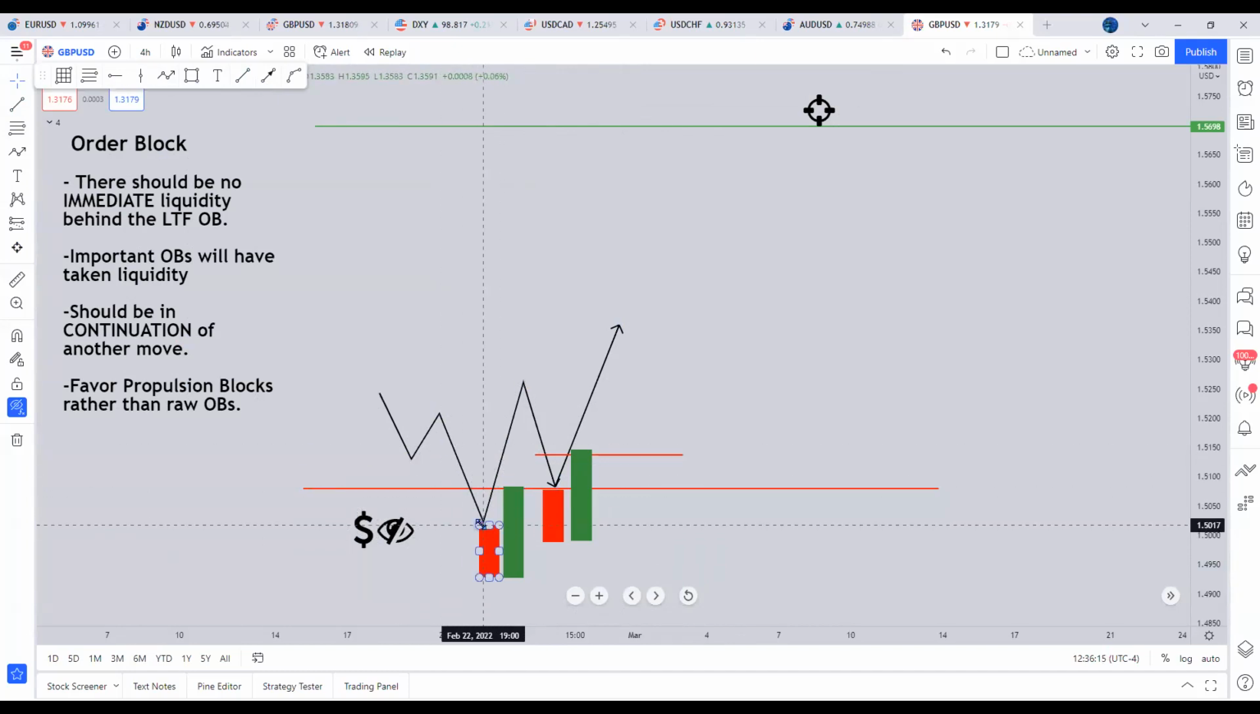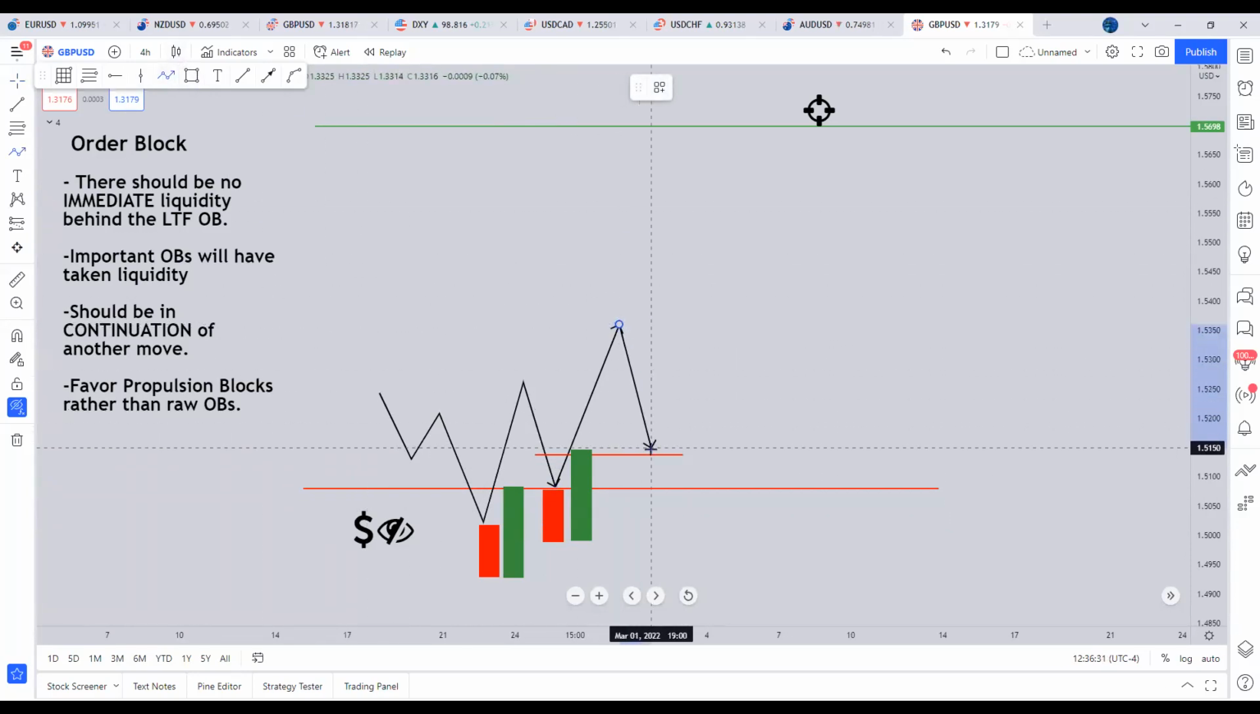Price hits a certain point, and an order block is activated, right? Price moves, but when price moved, it also created its own order block. And since it created its own order block, now price can come back and do something like this.